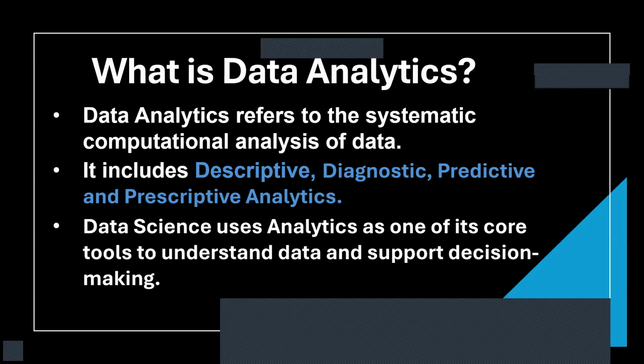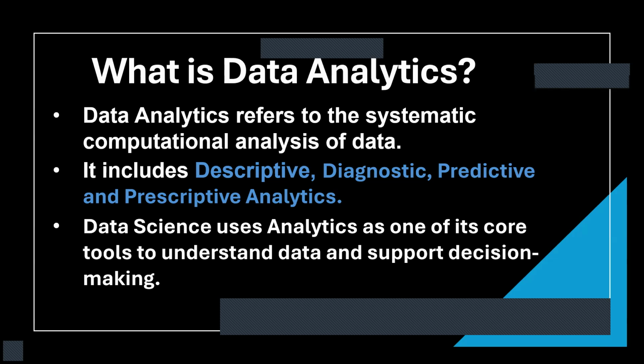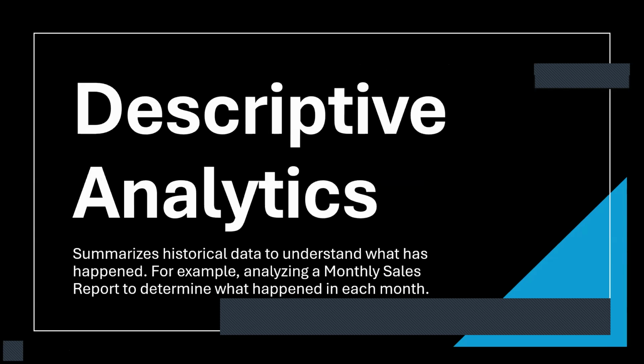So what we have: there are different aspects of data analytics, which is one descriptive, and we're going to do a bit of descriptive analytics when we get into our Jupyter notebook. There's diagnostic, there's predictive, and then there's prescriptive analytics. So data science uses analytics, which is data analytics, as one of its core tools to understand data and support decision making. So that's one way to look at data analytics and the connection it has with data science.